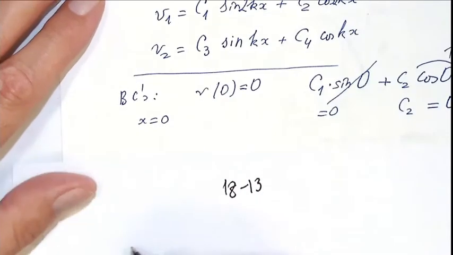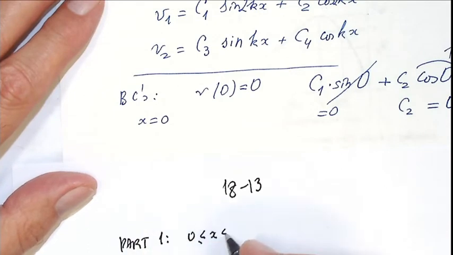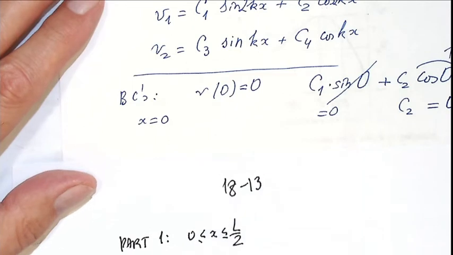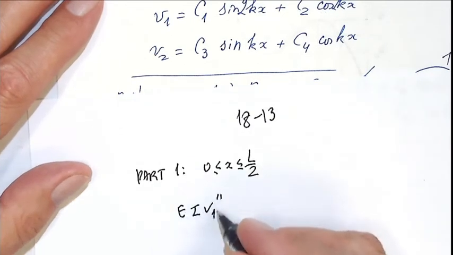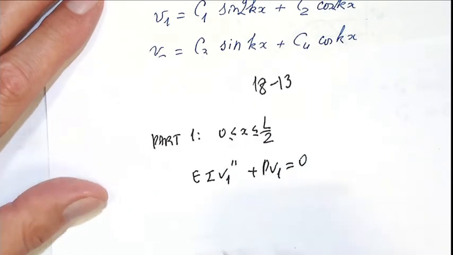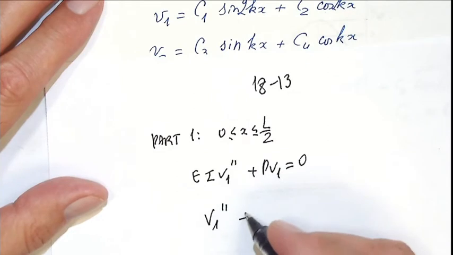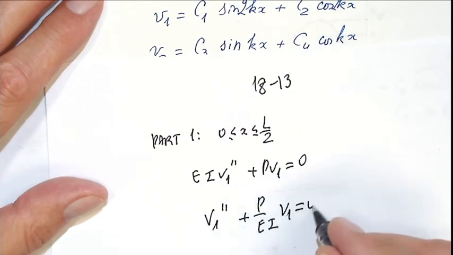So we have first part, part 1, x from 0 to L over 2. EI V1 double prime plus PV1 equals 0. We have V1 double prime plus P over EI V1 equals 0.